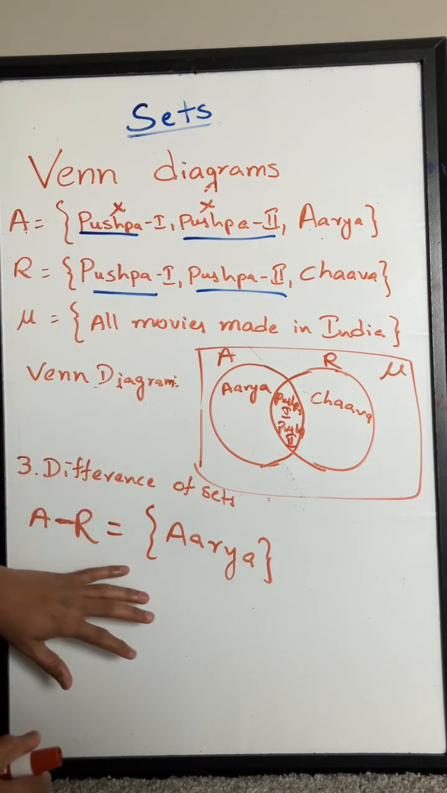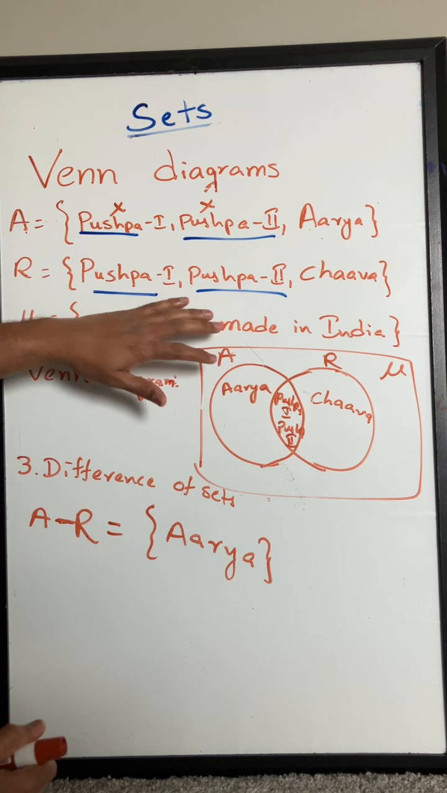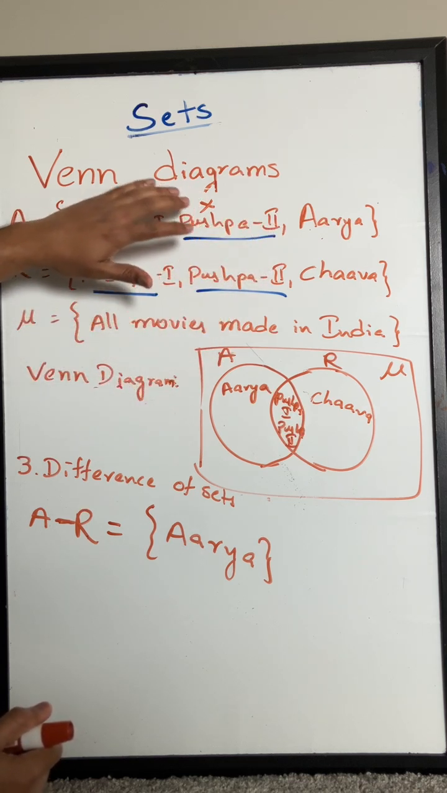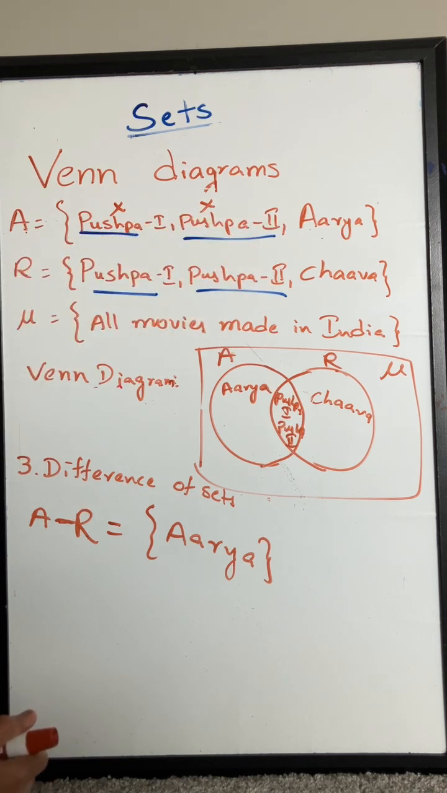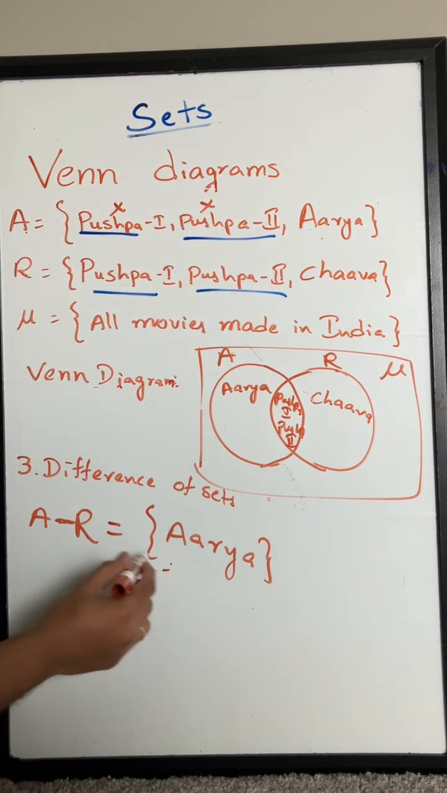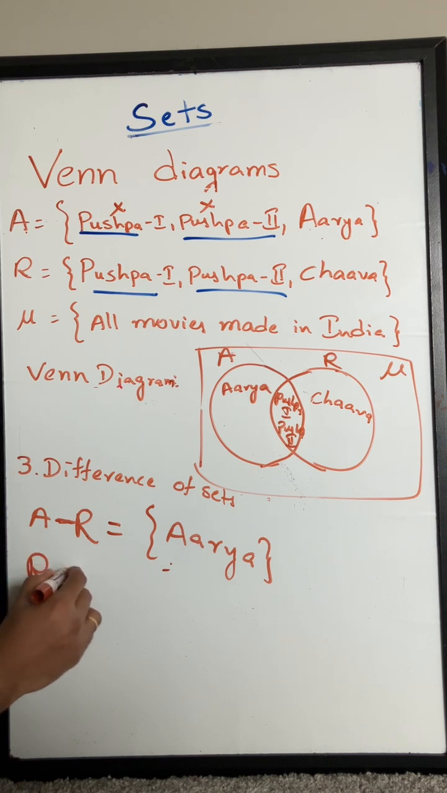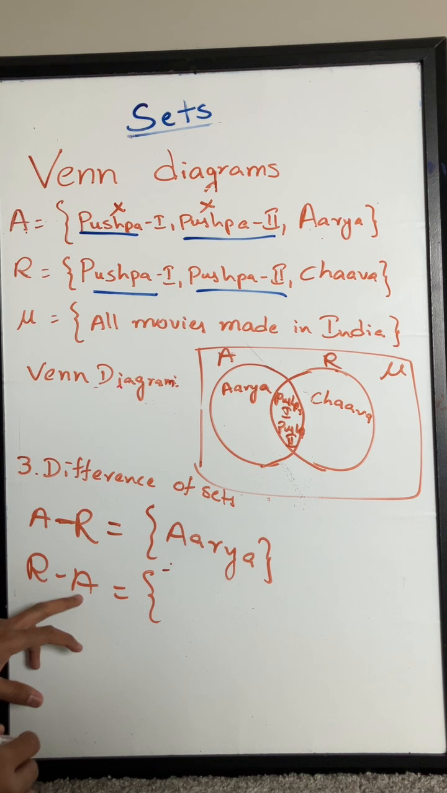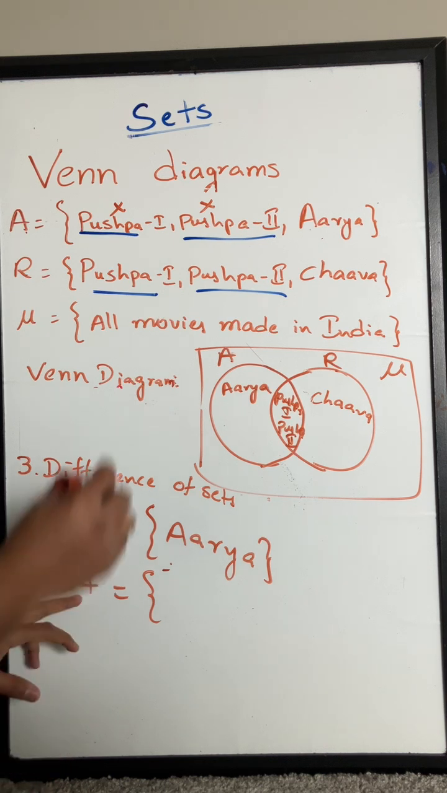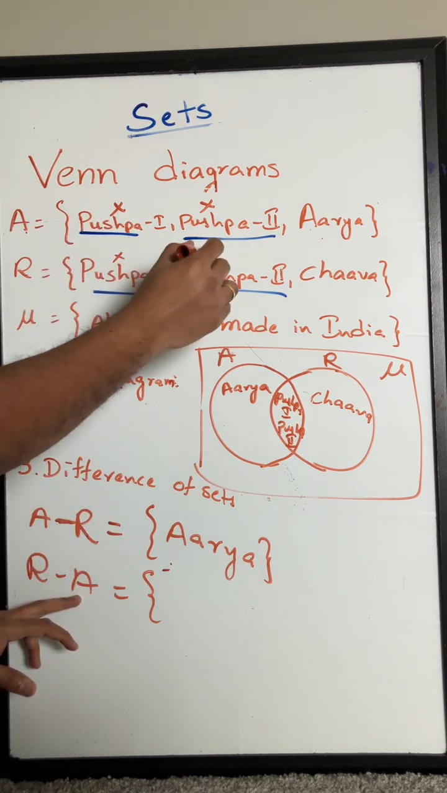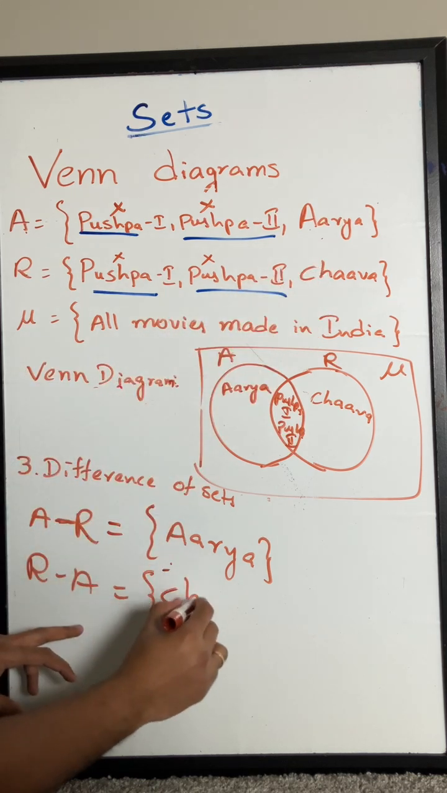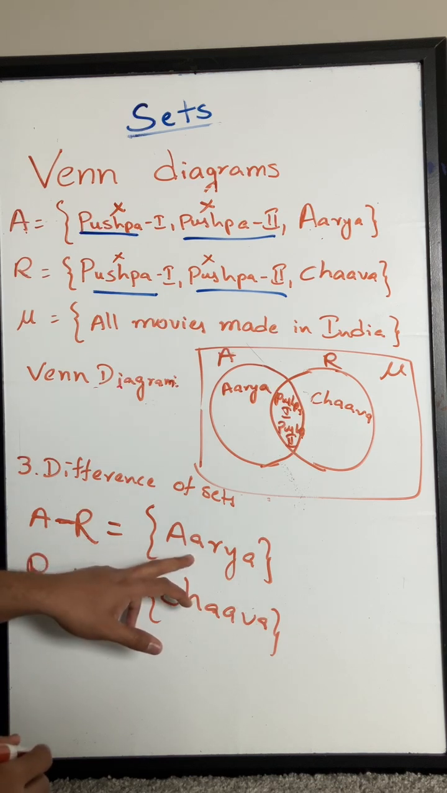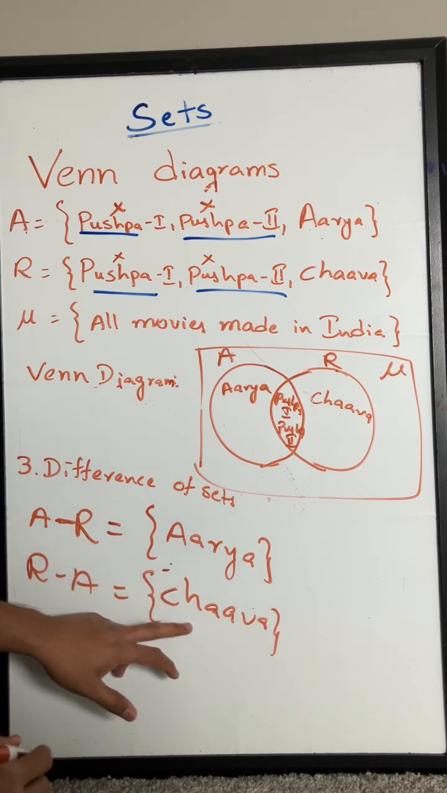Okay, we are good. So we did it in the roster way. The roster way is: we wrote all the elements, subtracted, cut the common things, and wrote the leftover things from Allu Arjun's set. What about R minus A? Is it the same? R minus A is first Rashmika's movies, and we have to cut Allu Arjun's movies from Rashmika's movies. Common movies, we have to cut: Pushpa 1, Pushpa 2. The leftover is Chava. So you see, A minus R becomes Arya and R minus A is Chava.